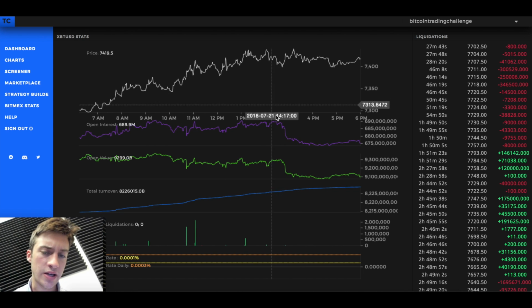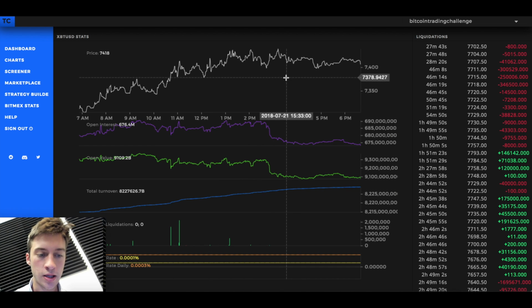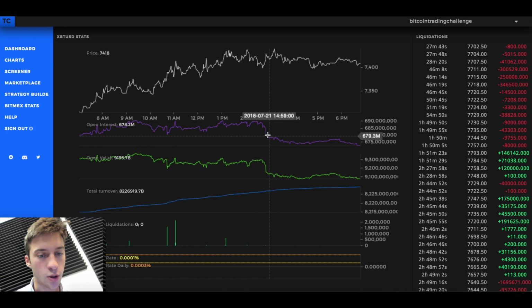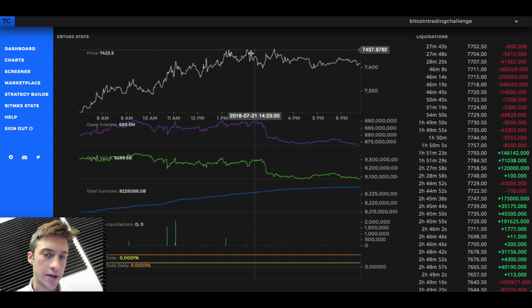And that's why I like to look at Tensorcharts.com to get this kind of data on futures contracts of Bitmex. I'm seeing a drop in open interest here from about 690 to about 675. So we're losing positions here.